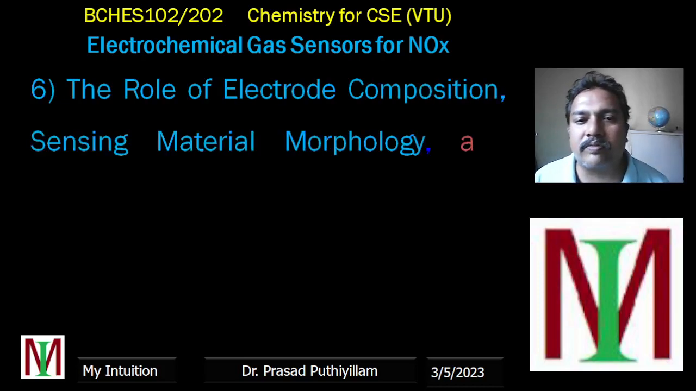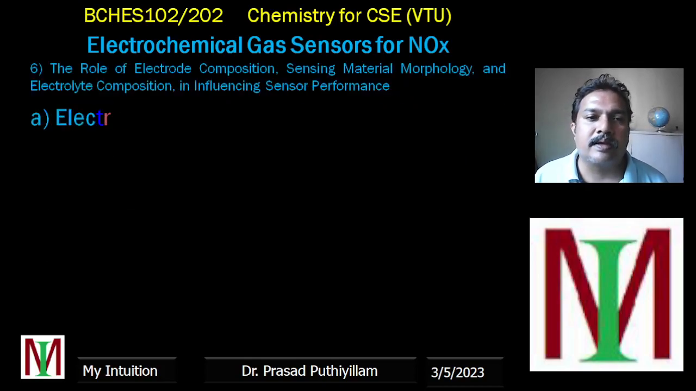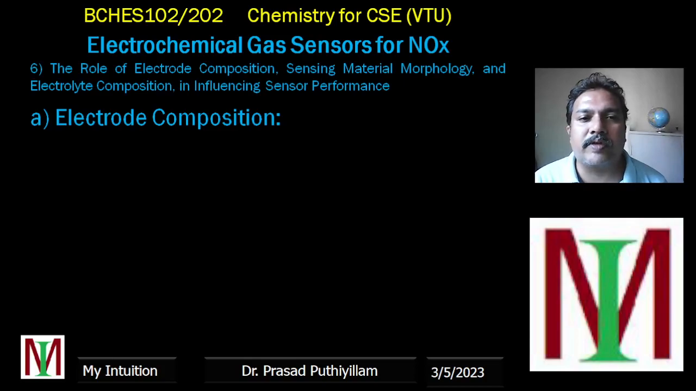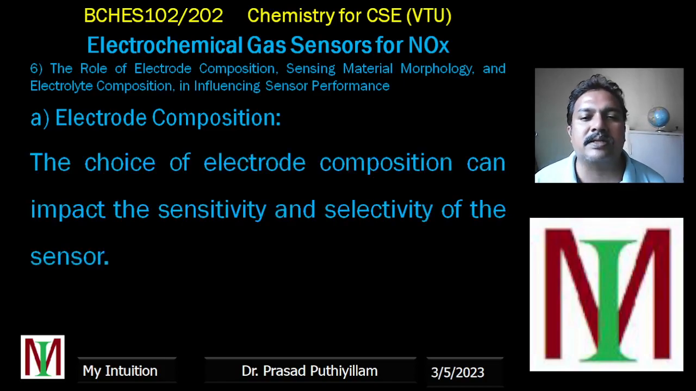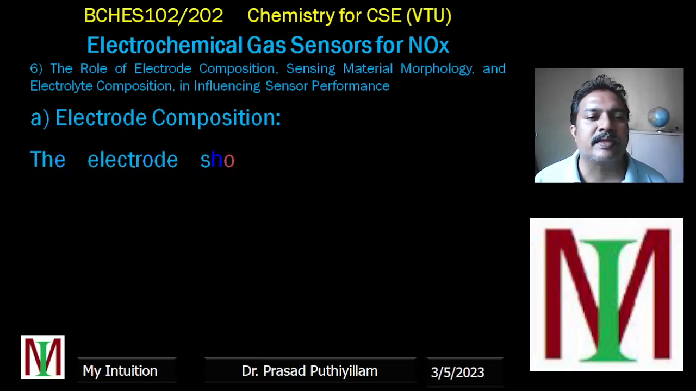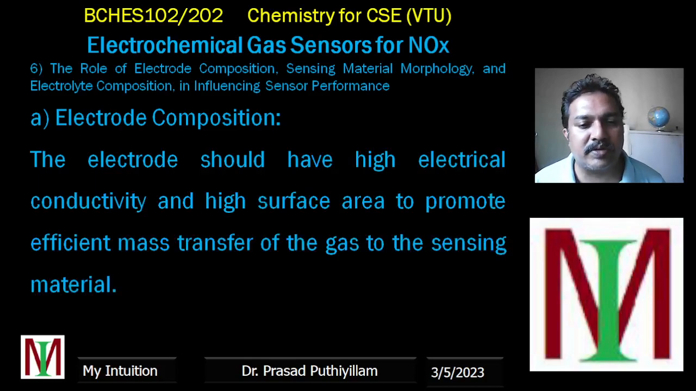The sixth point: the role of electrode composition, sensing material morphology, and electrolyte composition in influencing the sensor performance. Electrode composition. The choice of electrode composition can impact the sensitivity and selectivity of the sensor. The electrode should have high electrical conductivity and high surface area to promote efficient mass transfer of the gas to the sensing material.